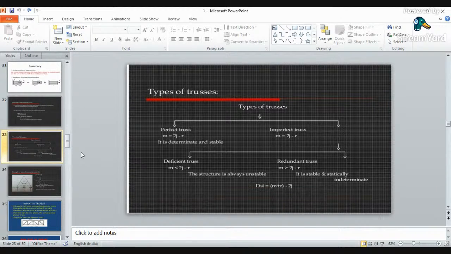So if the number of members is lesser than 2j minus r, then your structure is an unstable structure, or a deficient structure, which cannot be built practically. Another type of imperfect truss is a redundant truss, which has a number of members greater than 2j minus r. These are the stable trusses which we have to analyze using different methods of compatibility and deformation, because here the three equilibrium conditions alone are not sufficient for solving the truss element forces.